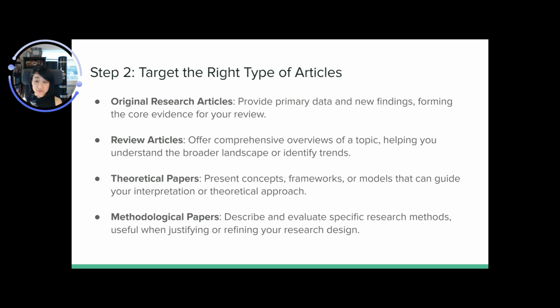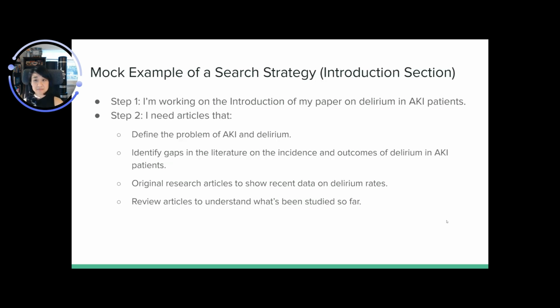And then third are theoretical papers. These are good for qualitative studies. They present concepts, frameworks, or even models that can guide your interpretation or theoretical approach. And finally, methodological papers. These describe and evaluate specific research methods, and they're very useful when you're justifying or refining your research design as you're writing the method section.